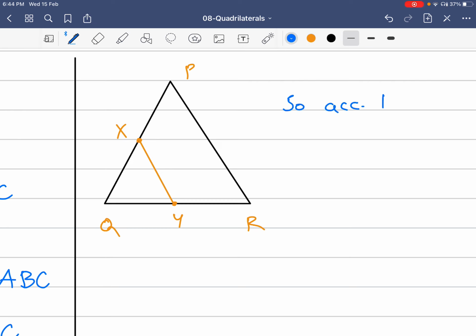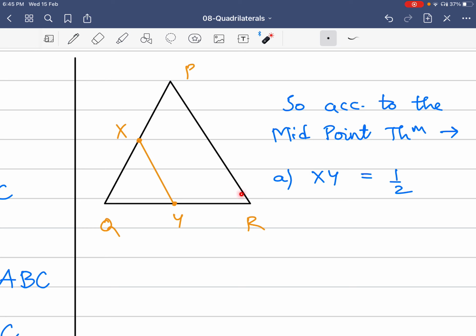According to the midpoint theorem, we can say two things. First of all, the length of XY will be half the third side. What is the third side? The third side is PR.